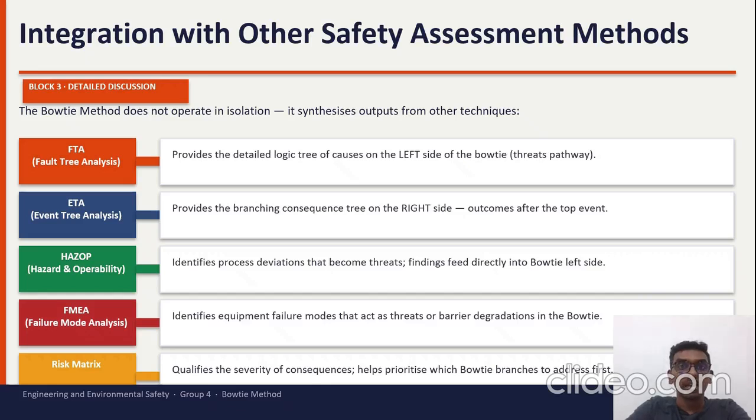And the next one is the FMEA, which is failure mode and effects analysis, identifies the equipment failure modes. So the failures appear either as a threat or a barrier weakness in the bow tie itself. Last but not least is the risk matrix, which helps us to rank consequences by severity and likelihood. So we know which bow tie pathway we need to take a look at and solve. As a conclusion, bow tie acts as a central framework, pulling together insights from multiple safety tools.